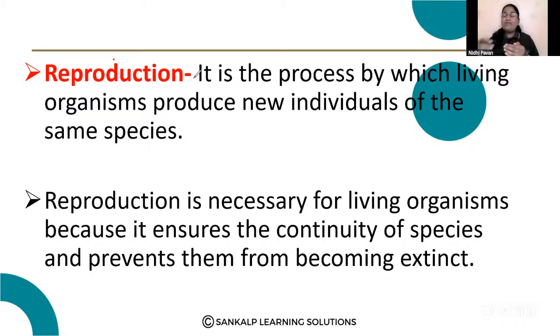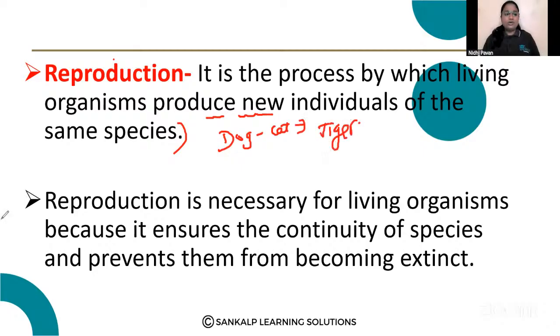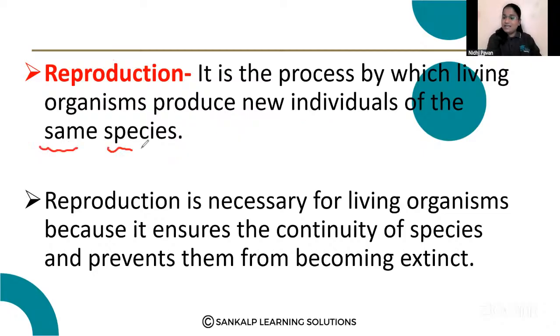So when one individual gives birth to another new individual of the same species, of the same kind, that is called what? Reproduction. It is the process by which organisms produce new individuals of the same species. Dog will not give birth to cat. Cat will not give birth to tiger. Okay, cub of a tiger, right? So same species. This term is necessary.